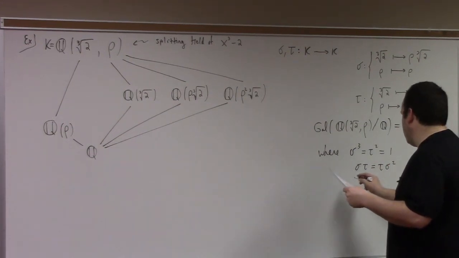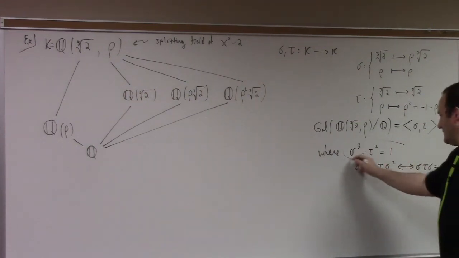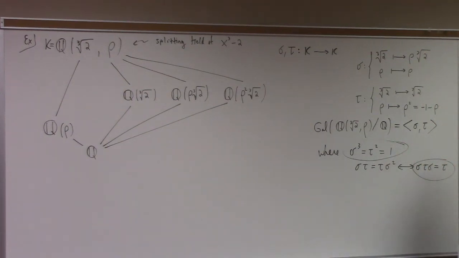You may recognize this, right? You could also trade this; it would be equivalent to sigma tau sigma equals tau. So you might recognize this and that from last semester. That's exactly the generators and relations version of S3. So the Galois group of K here is exactly S3.